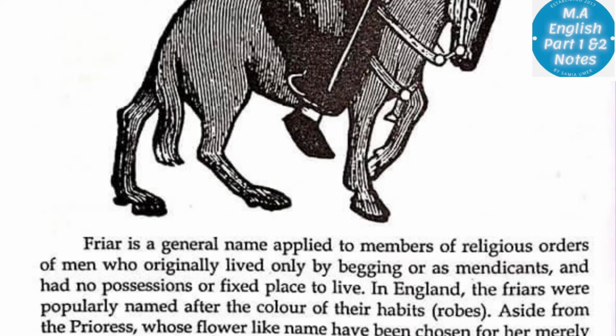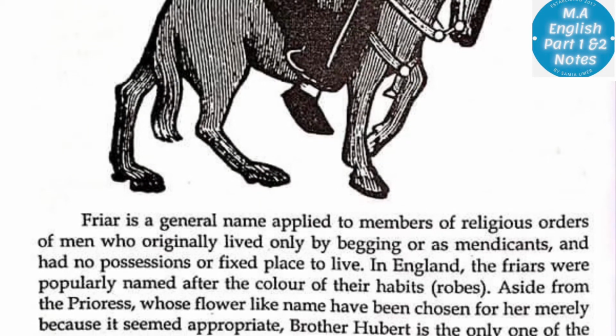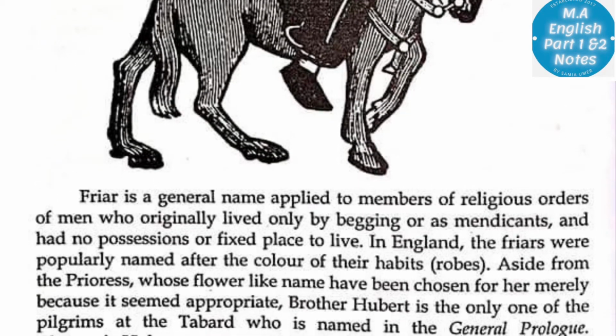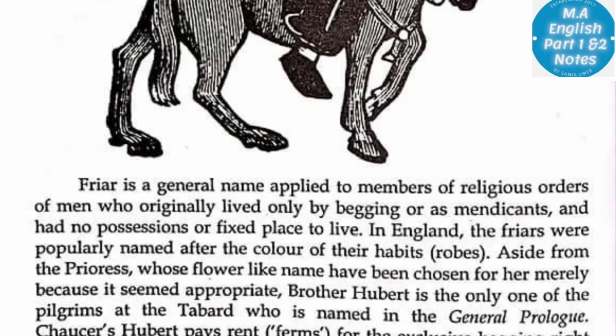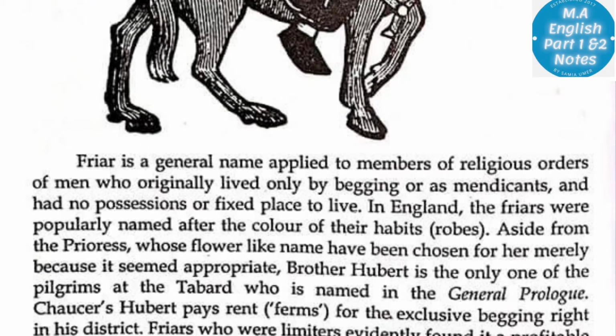Brother Hubert is the only one of the pilgrims at the table who is named in the General Prologue. Chaucer's Hubert pays rent for the exclusive begging right in his district. Friars who were limiters evidently found it a profitable business.